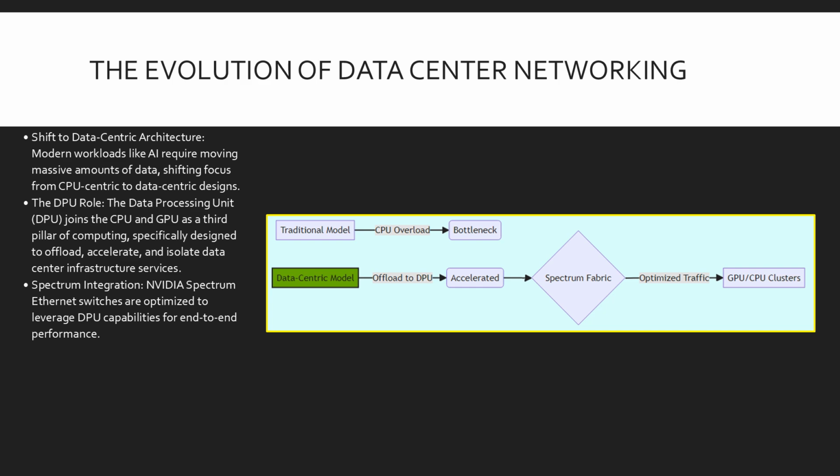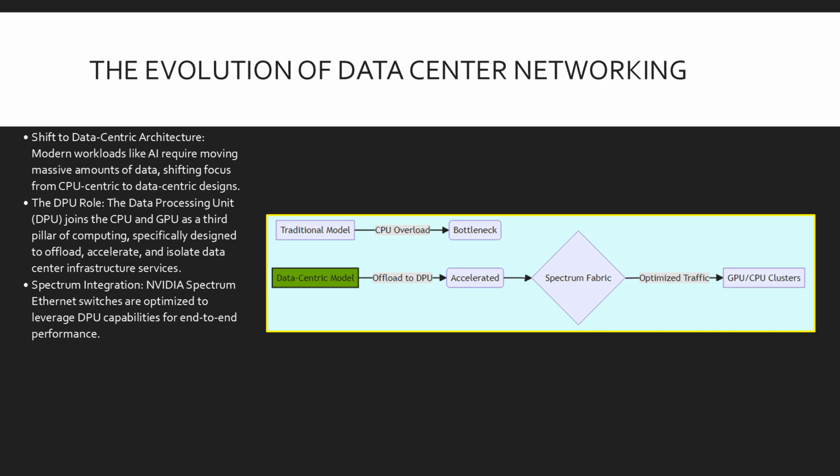Crucially, the network itself must evolve. NVIDIA Spectrum switches are not just passive pipes. They are designed to integrate tightly with Bluefield DPUs to deliver enhanced telemetry, congestion control, and performance isolation. So what did we learn? We learned that the DPU is the new critical processor for infrastructure, relieving the CPU and enabling a more efficient, accelerated network fabric.